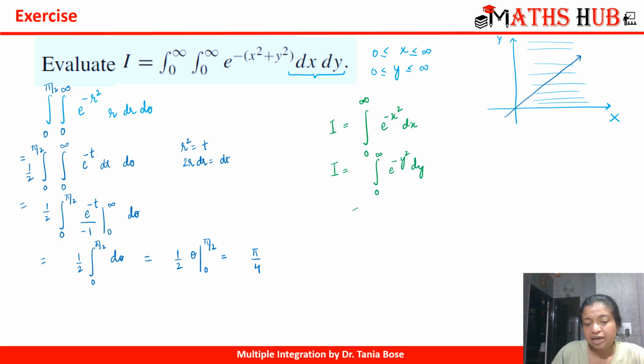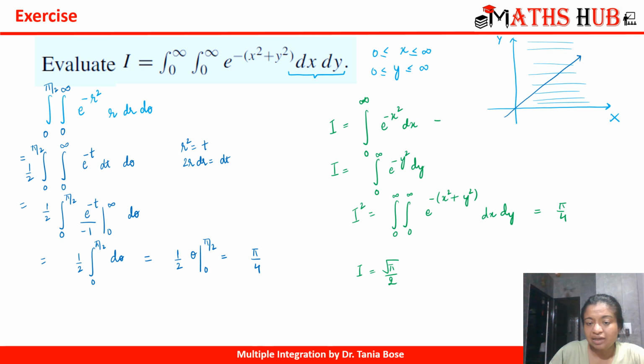So when I multiply them, I get I square as a double integral from 0 to infinity. Exponential terms will get added. We will have x square plus y square, and then we have dx dy. So I've just calculated this integral and the integral value is pi by 4. So the value of I becomes root pi by 2.